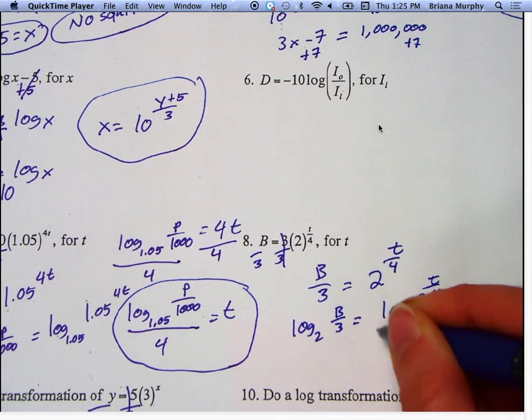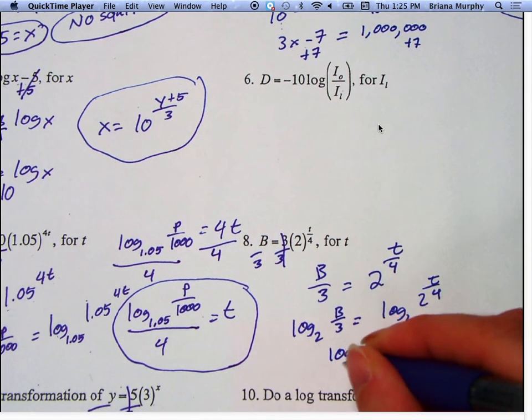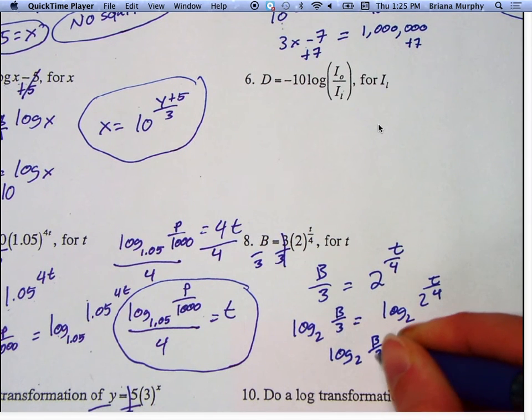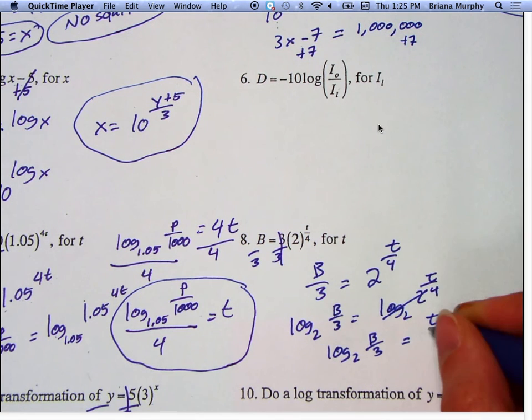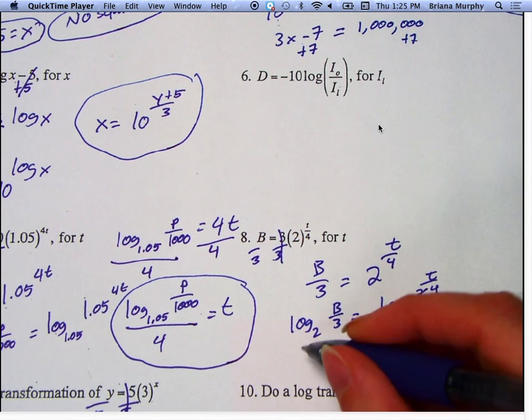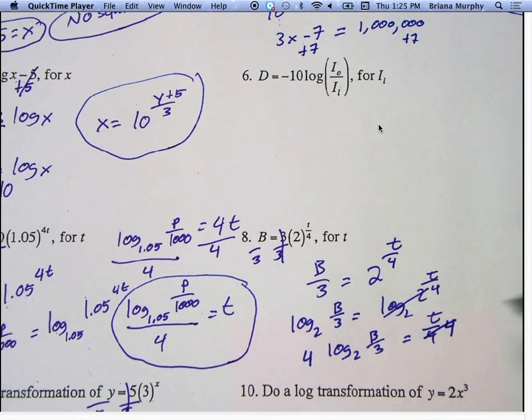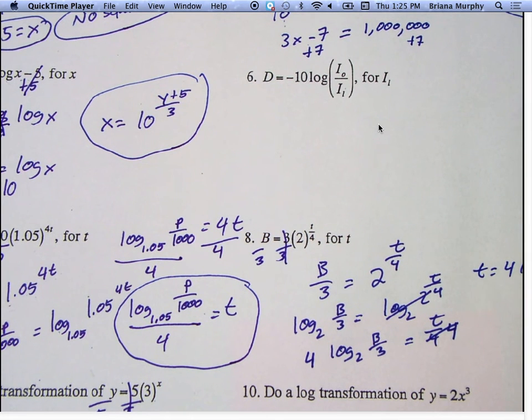Remember, we use the power rule to bring the t to the 4th in front. Log base 2 of the 2 then gives you 1. Or you can just say that gives you 1. So you just get t to the 4th. If what I said just confused you, it's the same thing. So then I multiply both sides by 4. And I'm done. T equals 4 log base 2 of b.